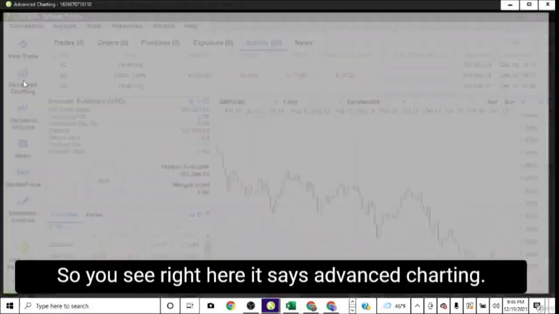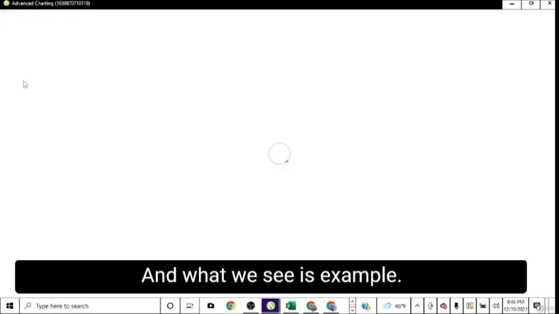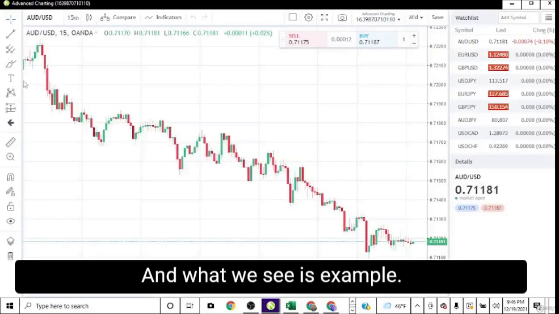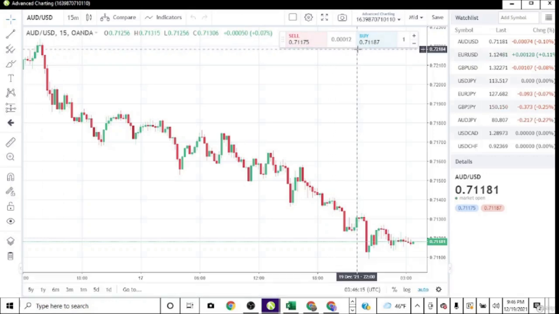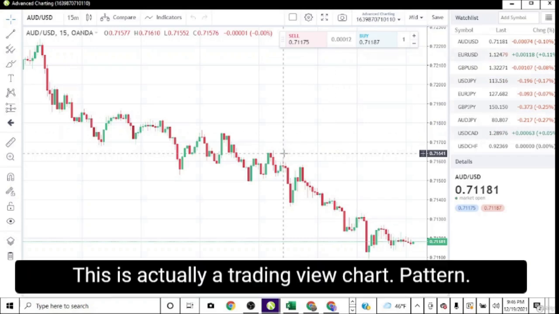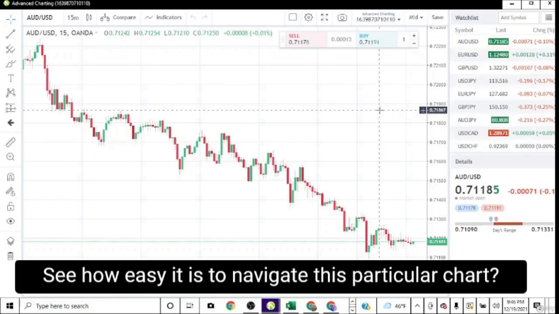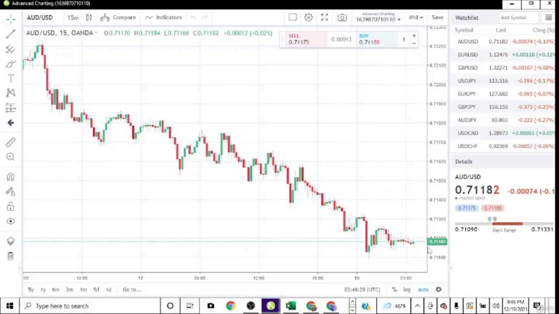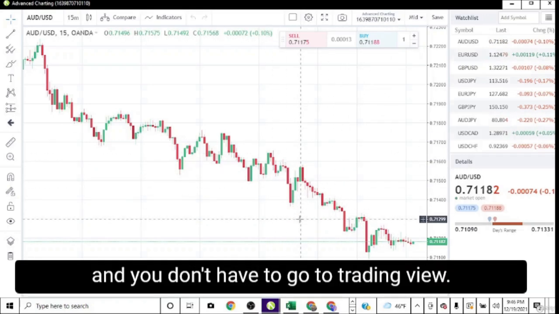So you see right here it says advanced charting. I want to click on that right quick, and what we see, for example, is here is a buy and sell, right? But what are you looking at? What are we noticing about what we're seeing here? This is actually a TradingView chart pattern. See how easy it is to navigate this particular chart because you've been working with this chart, setting up your order entries. You can actually put your charts in this particular app and you don't have to go to TradingView.